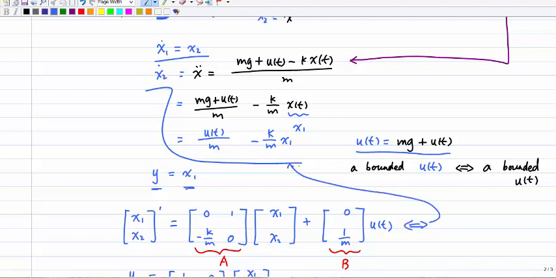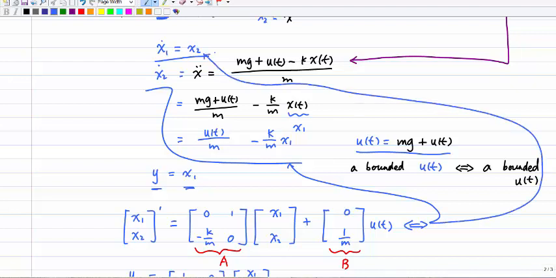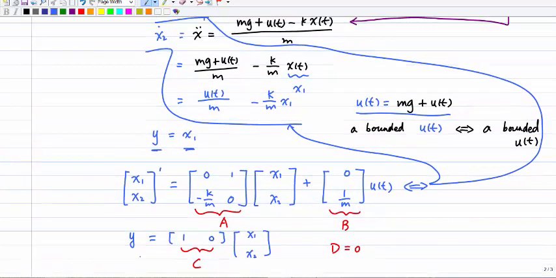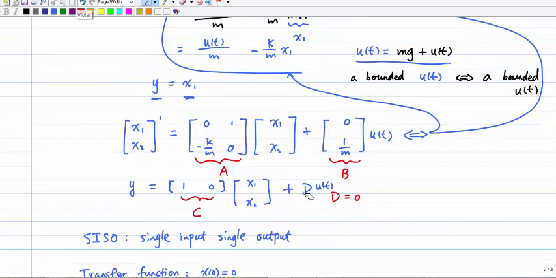That's equivalent to those two equations. Of course, my y will be x1, which is y equals 0, 1 times x1, x2. You can also see there is another term, d times u of t, and here d is 0. You just consider d as 0, so I don't have d. Now here I have a single-input, single-output system.